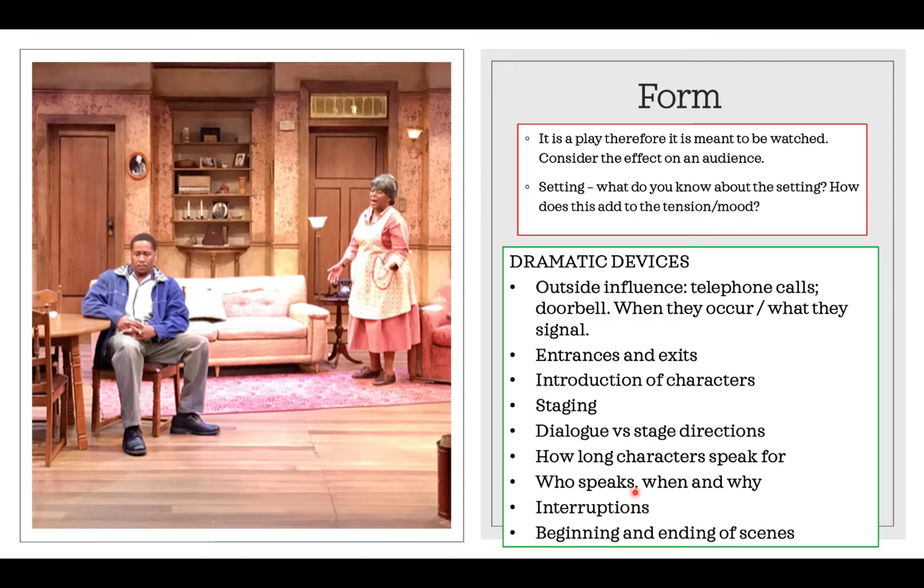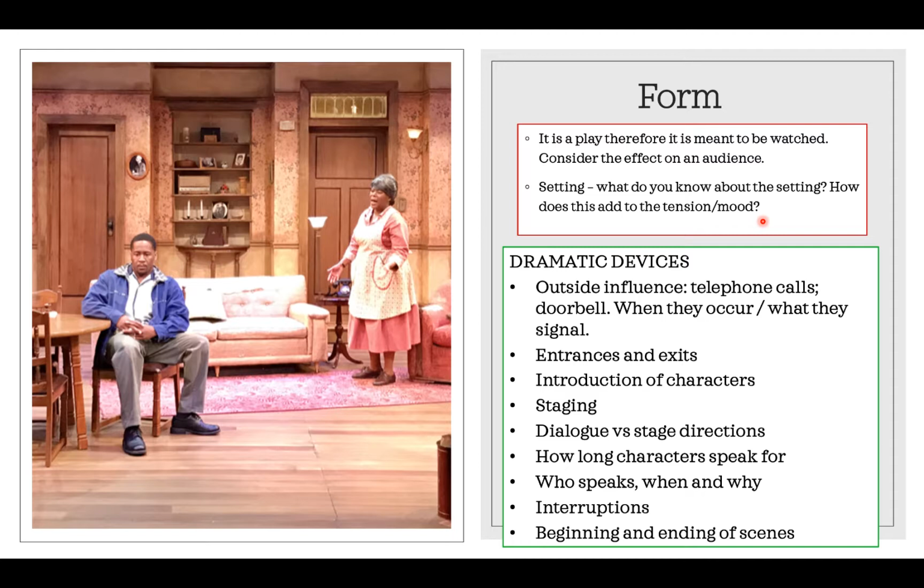Okay, so a few things about the form. So as I've already mentioned, it is a play. It's meant to be watched. But also consider the setting with a play, particularly this setting. So there is a description of the setting at the very beginning of the play. So if you need to go back and have a quick look at that, then please do so. And think about how this setting is described to you.